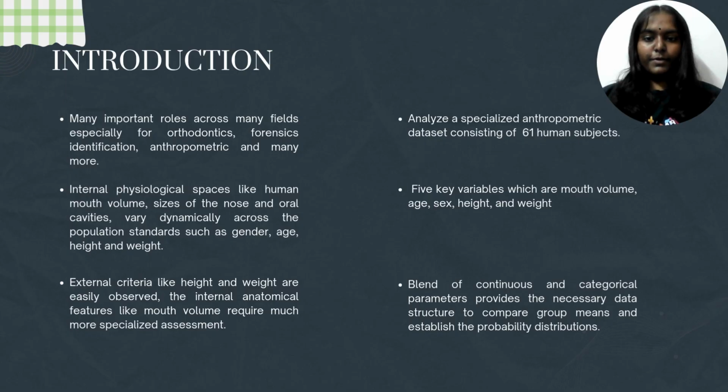By introducing our project, the different variation of human body structure plays many important roles across many fields. We analyzed a specialized anthropometric dataset consisting of 61 human subjects with the five key variables, which are mouth volume, age, sex, height, and weight. We also use a blend of continuous and categorical data here.